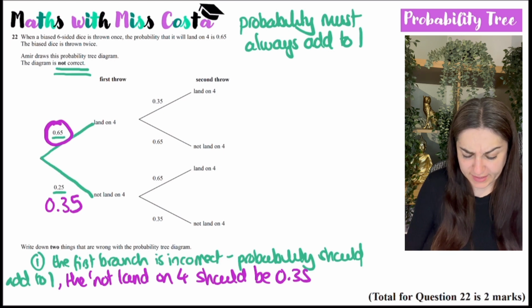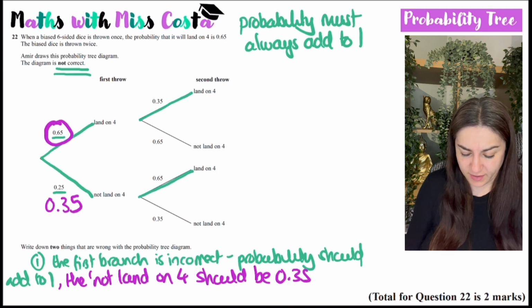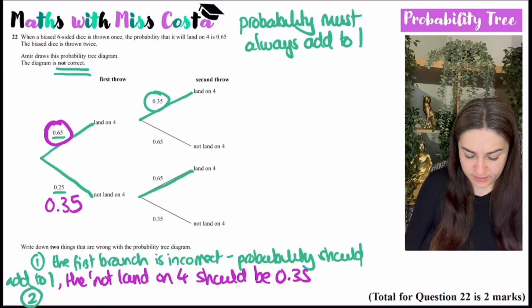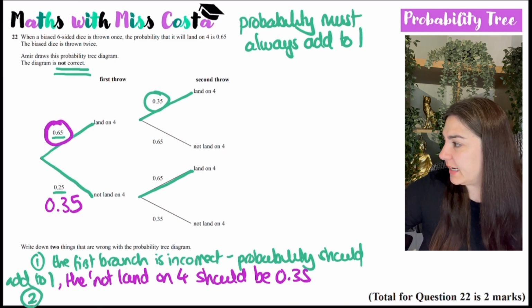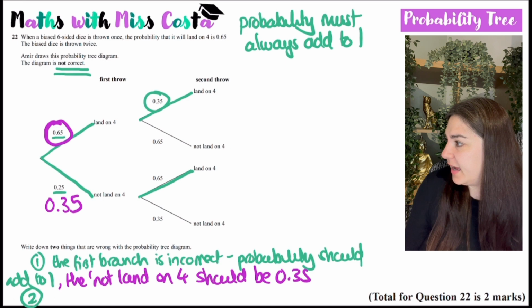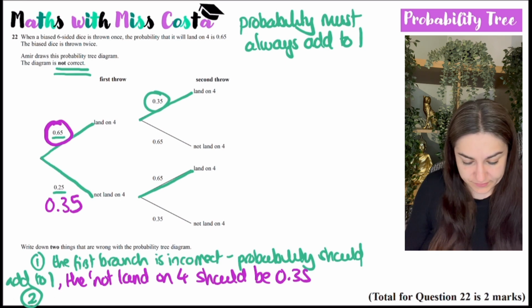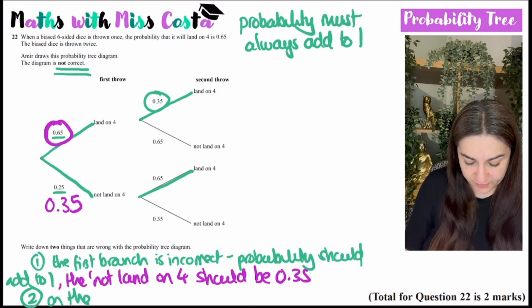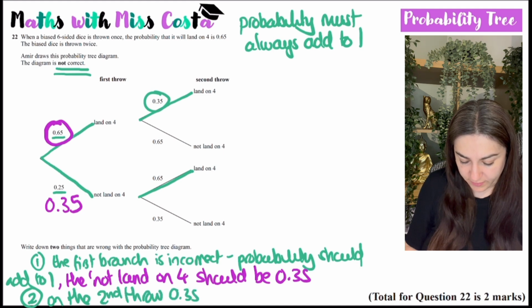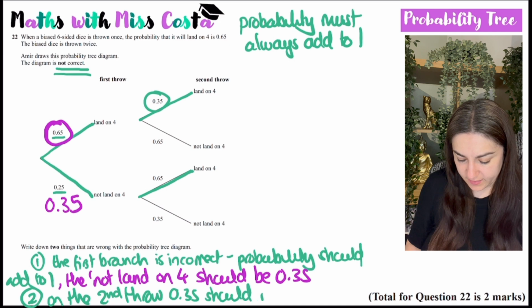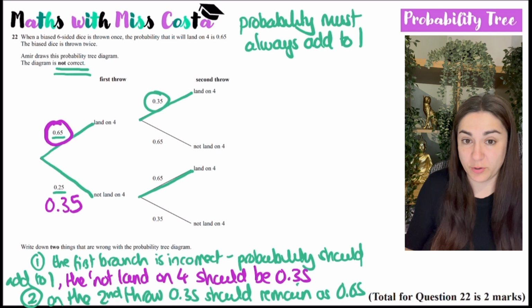And then the second thing that is wrong is each time it's thrown, probability renews. So the probability that it lands on 4 should always be 0.65. So this bit here is wrong. The way you could word it is: on the second throw, 0.35 should remain as 0.65 because the probability is the same.